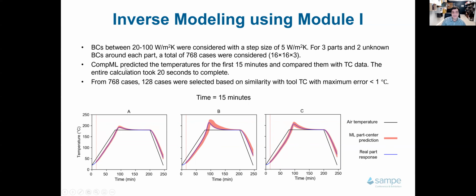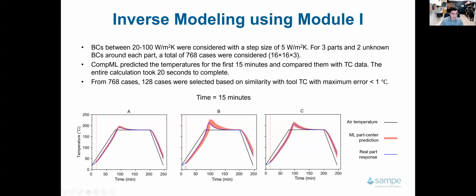In this case, CompML predicted the solution in all 768 cases, compared them with the first 15 minutes of thermocouple data coming from the bottom of the tool. This entire process took 20 seconds. Out of these 768 cases, it selected 128 potential solutions. These are the solutions where the first 15 minutes of temperature data is within 1 degree C of the predictions of the machine learning model.